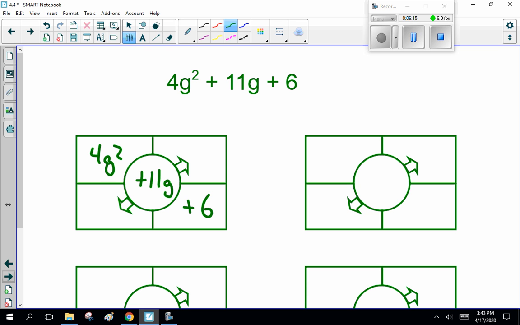Now, what are the factors of 4? 2 times 2 or 1 times 4? What are the factors of 6? 1 times 6 and 2 times 3. So here we've got lots of choices. Well, not lots. Now, which ones do we choose first?